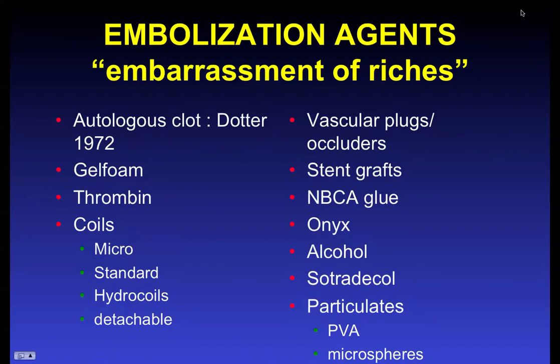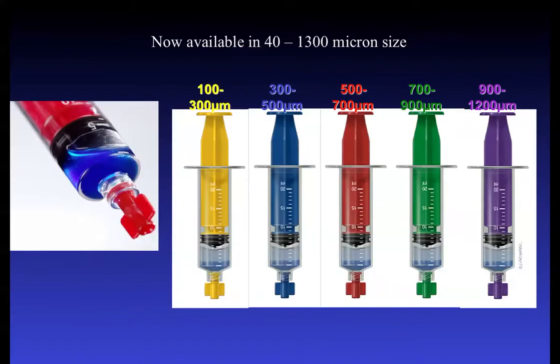You can see we have gel foam and thrombin, and we have all different kinds of coils. We have vascular plugs and occluders. We have stent grafts that can be used as embolic agents. We have glue, Onyx, alcohol, Sotradecol, and then a whole host of particulate agents with technology that's very rapidly evolving in that area, and that could be an hour-long lecture unto itself. But anyway, it's great that we have all these at our disposal now.